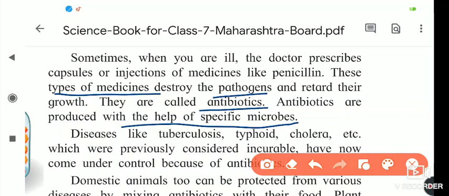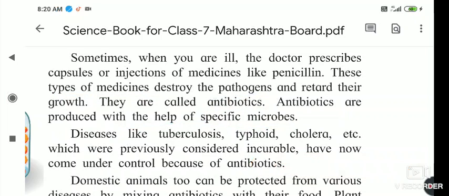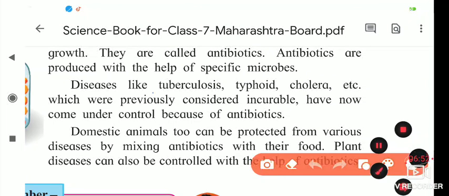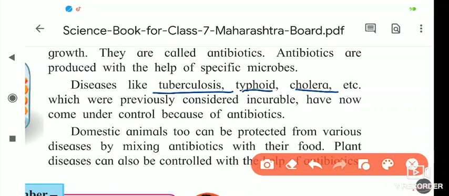These antibiotics are produced by using specific microbes, and they kill the pathogens from our body. Diseases like TB, that is tuberculosis, typhoid, cholera, etc., which were previously considered incurable, and so many people died because of these diseases, have now come under control because of antibiotics.